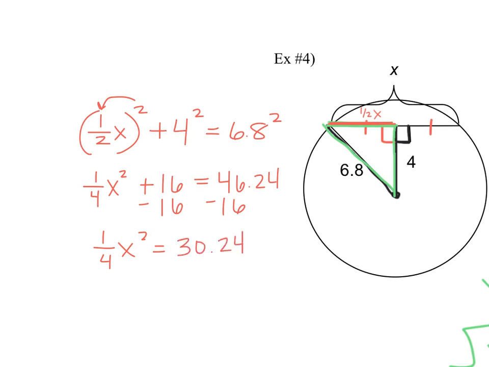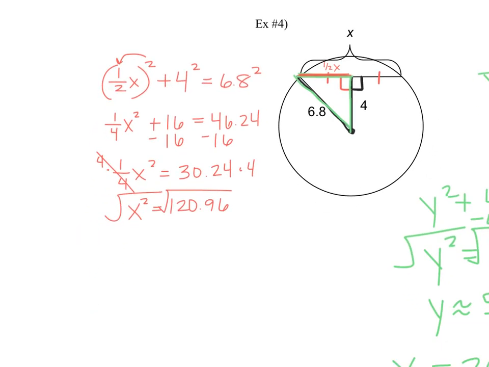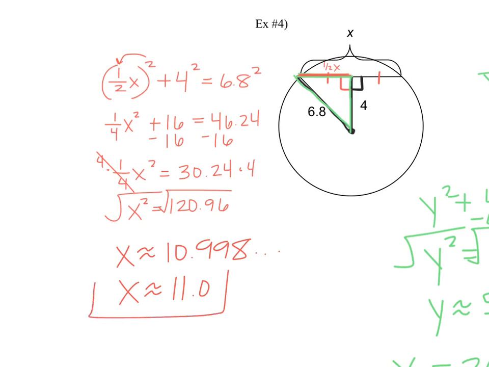Okay, that means from here, I need to multiply by 4 to get the 1/4 out of here. So times 4 gives you this number, x squared equals 120.96. And when you take the square root of your answer, you get x is 10.998, just like we did before. So x is 11.0 to the nearest tenth.